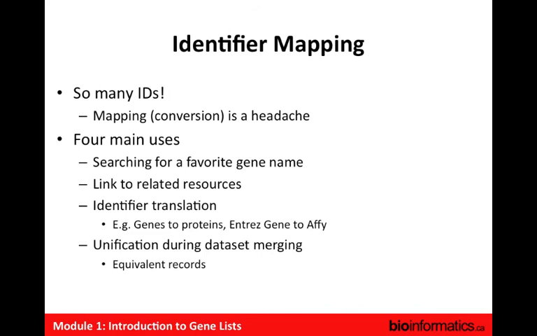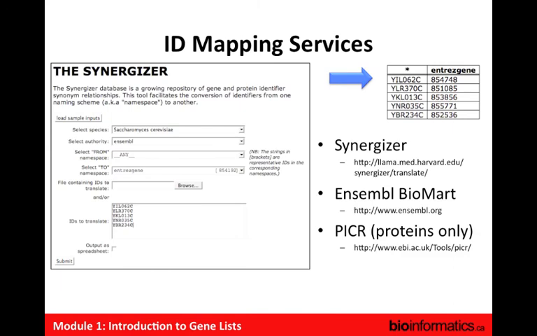And you also want to merge, if you're merging data sets from different collaborators, you need to move them into a common identifier system so that you can do this. So luckily there's a number of identifier mapping services that help you do this. The one that we've chosen to use for this workshop is called Synergizer because it's extremely simple, but it uses information from BioMart and a couple of other sources. There's also a new one called PICR, Protein Identifier Cross-Reference service from the EBI, which is only for proteins. If you're working with proteins, this one looks like it's pretty good.